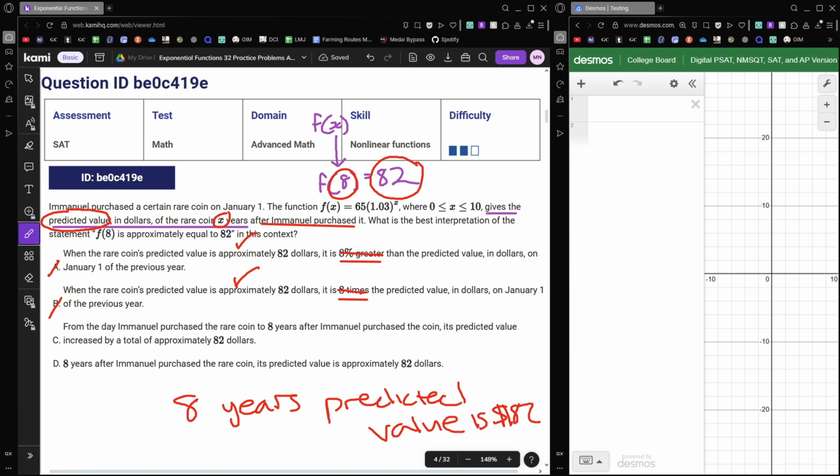C. From the day Emmanuel purchased the rare coin to 8 years after Emmanuel purchased the coin, so 8 years, that is what we wrote. Its predicted value increased by a total of approximately $82. We did not say it increased, so that's not going to be it. And finally D, it's the last one, so obviously it's our answer, but let's go ahead and read it. 8 years after Emmanuel purchased the rare coin, 8 years, that matches up. Its predicted value is approximately $82. That also matches up, so yep, it would make sense.